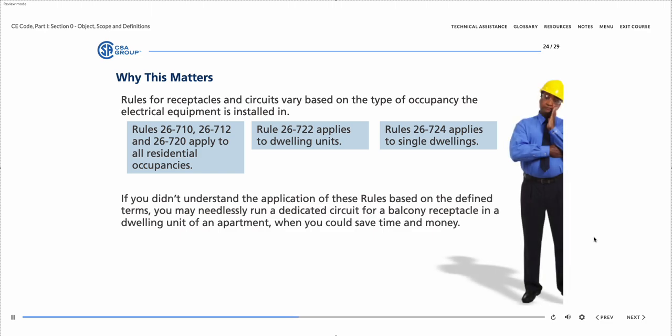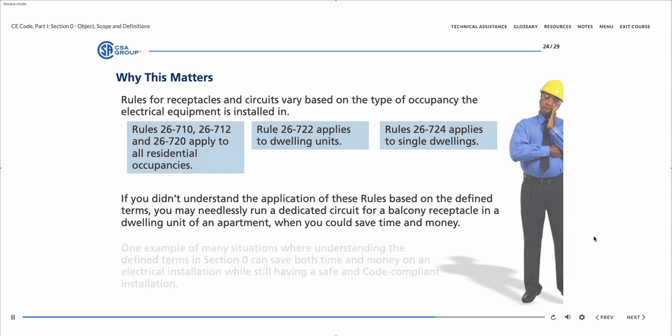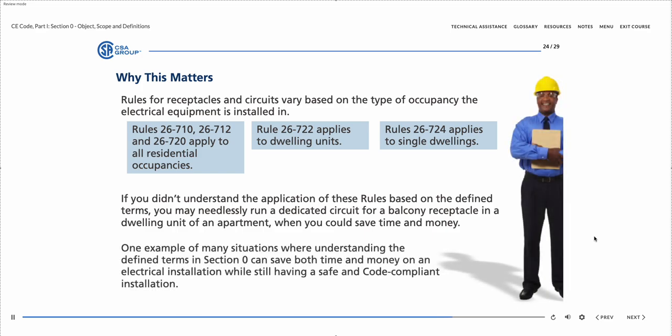Therefore, if you didn't understand the application of these rules based on the defined terms, you may needlessly run a dedicated circuit for a balcony receptacle in a dwelling unit of an apartment, when you could have saved time and money by supplying the balcony receptacle from the circuit supplying the living room instead. This is just one example of many situations where fully understanding the defined terms in Section 0 can save both time and money on an electrical installation, while still having a safe and code-compliant installation.